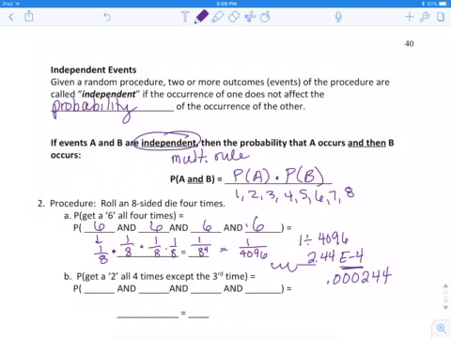The next one says, what's the probability you get a 2 all 4 times except for the third time? So get a 2, then get a 2, then get anything but a 2, and then get a 2. The probability of getting a 2 would be 1 out of 8. Probability of getting a 2 again would be 1 out of 8. The probability of not getting a 2 would be 7 out of 8, since there are 7 other possibilities. And the probability of getting a 2 would be 1 out of 8. So when you multiply this, we'd get 7 over 8 times 8 times 8 times 8, which is 7 over 4,096.